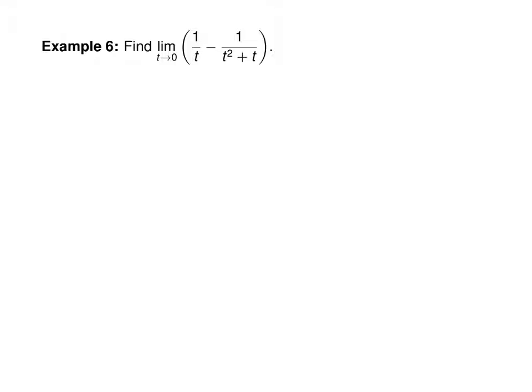And you could do it the hard way by multiplying the first fraction by the denominator of the second and vice versa. Or what you could notice is that this is the same thing as 1 over t minus 1 over t times t plus 1. You see what I mean by that? Just took out the greatest common factor. So what would you multiply this first fraction by to make it have the same denominator as the second?